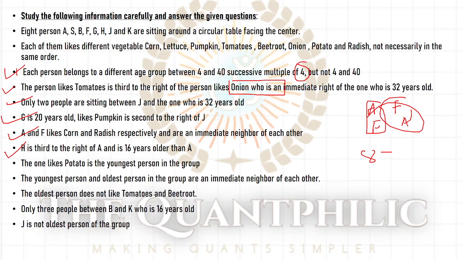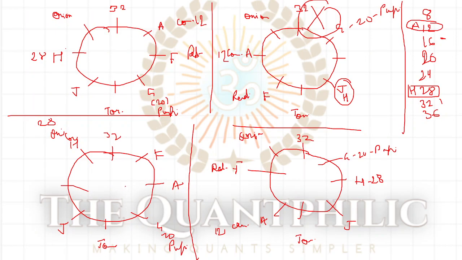And one more point, the oldest person does not like tomatoes and beetroot. Only 3 between B and K, who is 16 years old. Okay, so the age of K is 16 years old. 3 between them, B and K. B और K के बीच में only 3. Like for example, if we take B over here, so 1, 2, 3, only 3, which इसका मतलब कि they will be diagonally opposite.